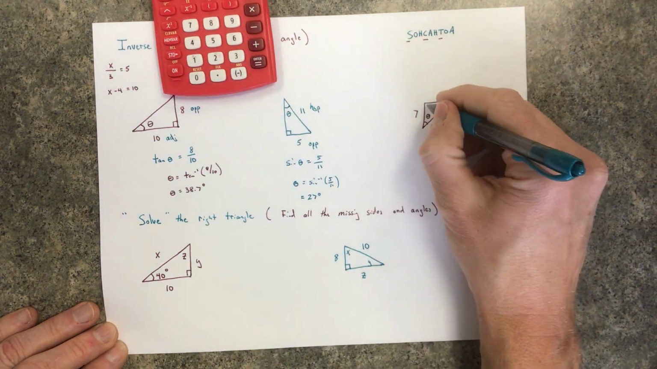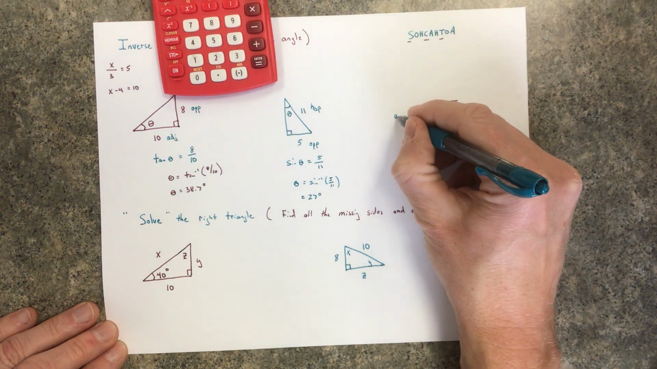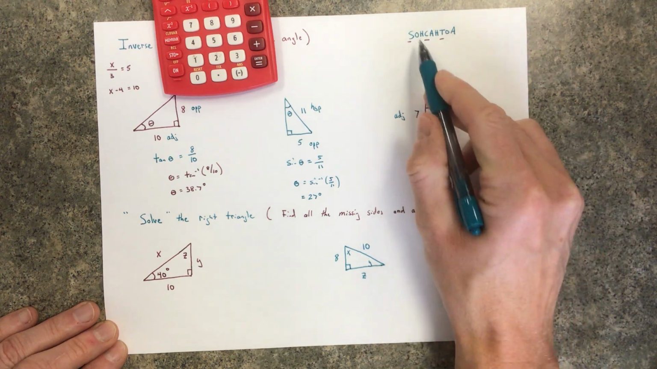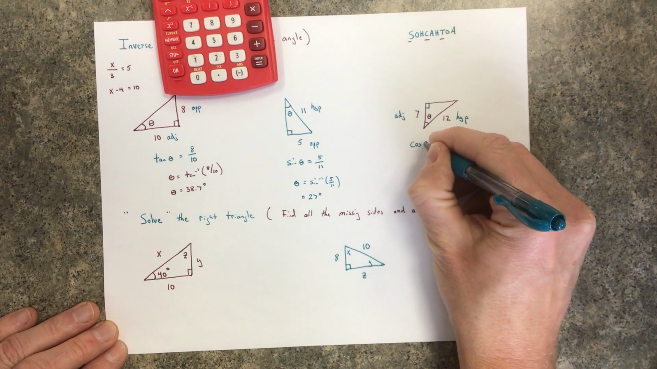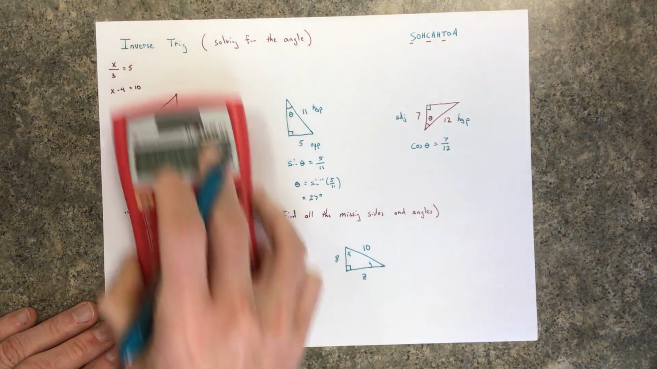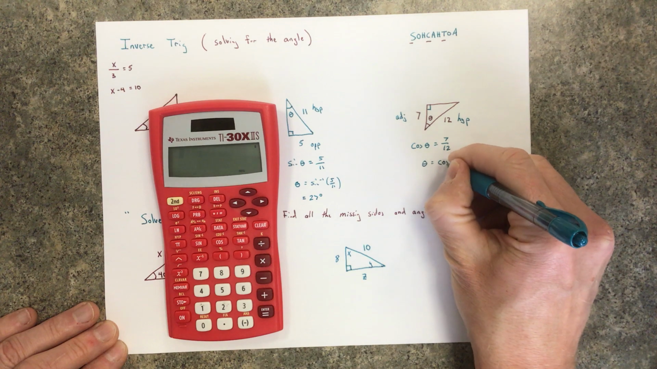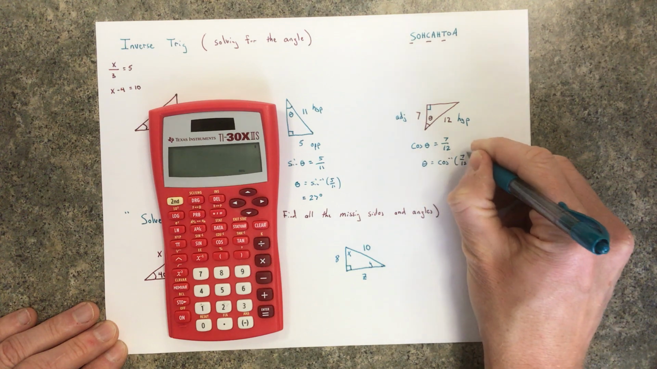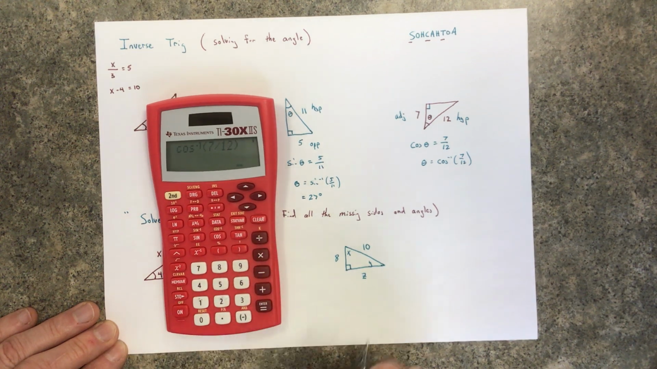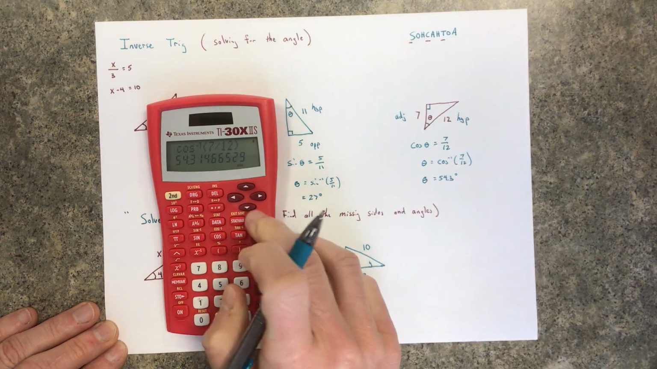All right. This one, got the right angle there. If I'm talking about this angle, see how this is adjacent to it. This is the hypotenuse. Adjacent over hypotenuse is cosine. Cosine of the angle is 7 over 12, right? Well, if I want to solve for an angle, I'm going to use inverse. So then theta equals inverse cosine of 7/12. Type it out. Second cosine, 7/12. Enter. Theta equals 54.3 degrees.